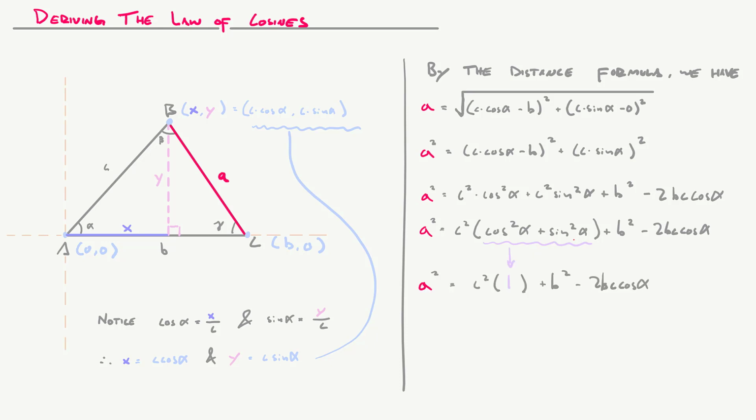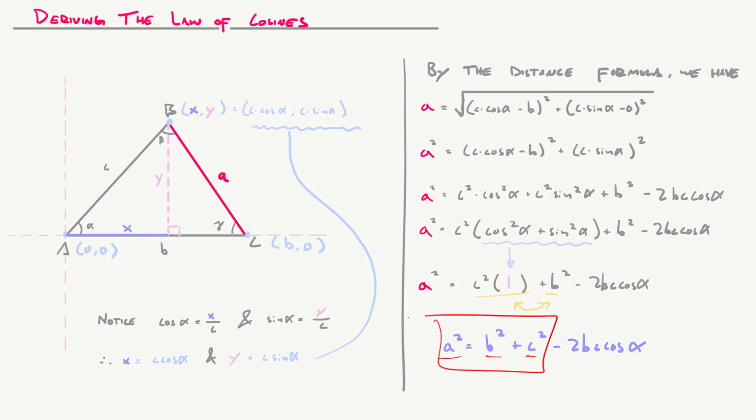So we get a squared is equal to c squared times 1 plus b squared minus 2bc cosine alpha. And that 2bc cosine alpha has basically just been hanging out ever since we did the FOIL method on this thing. And that is the law of cosines. I went ahead and reorganized it a little bit so that it's in a nice order: a squared is equal to b squared plus c squared minus 2bc cosine alpha.